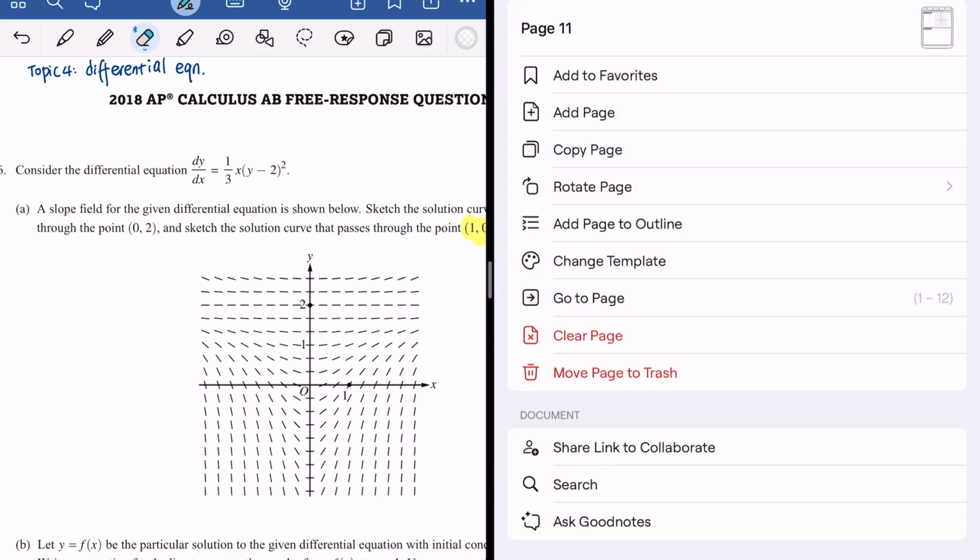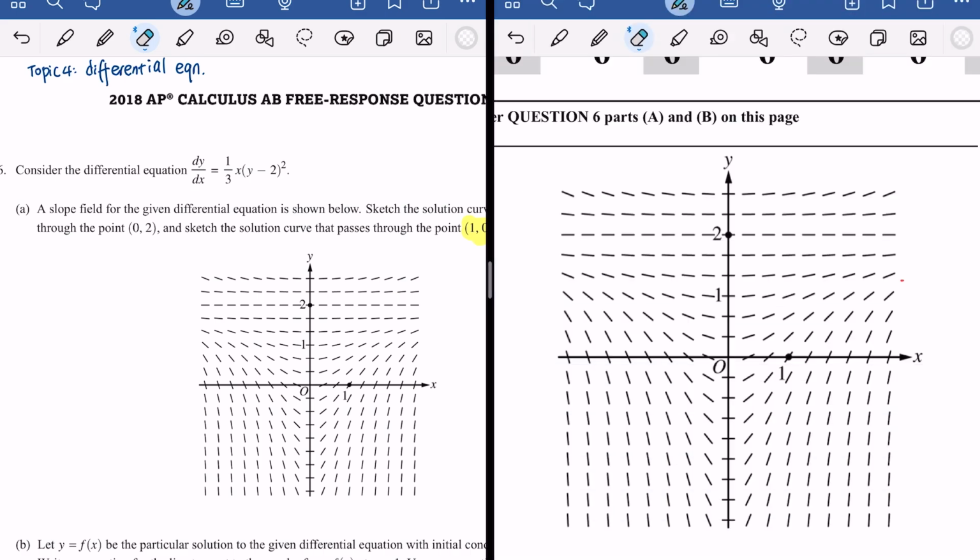If you notice, in order to go through (0, 2), the slopes are 0, which means we're going to just draw a constant line. The solution curve must go from edge to edge without drawing any arrows because we don't know what happens away from this slope field. So this will be the first curve.